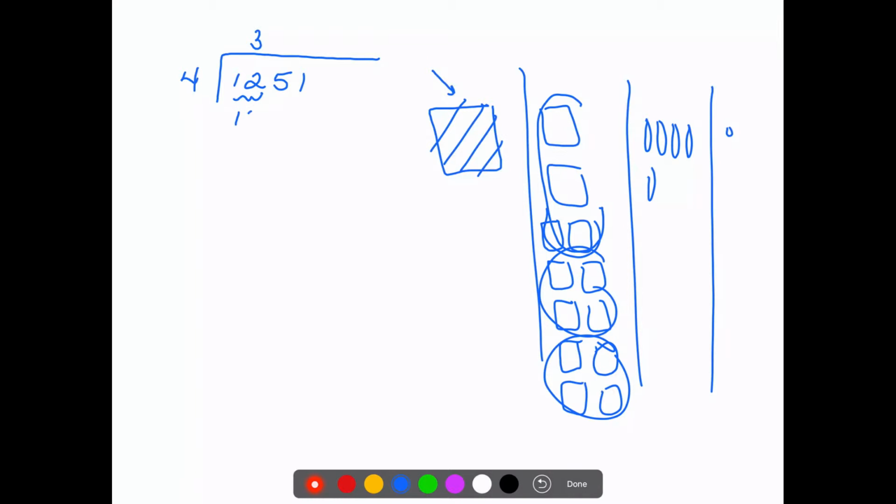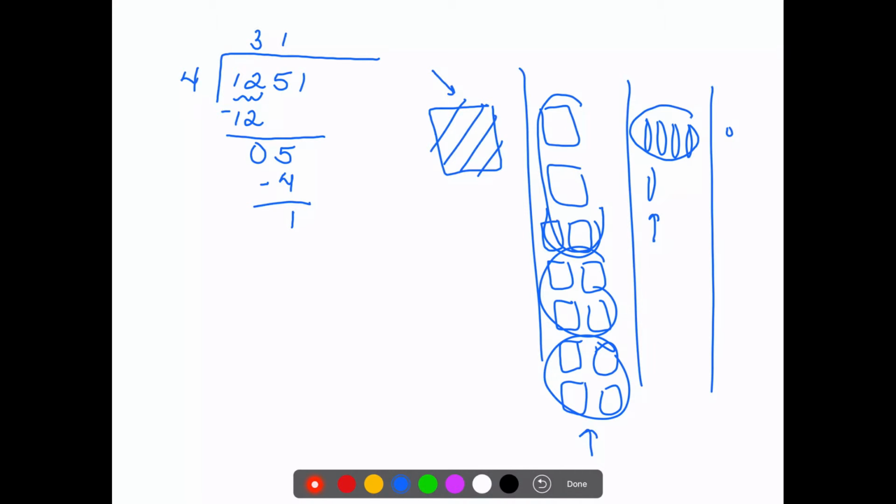4 times 3 is 12, so what we're saying is that would use up 12 blocks, and notice we don't have any left over. So next we would go to our next place value. That's what the bring down the 5 means. We would go to our next place value and ask how many groups of 4 can we make. So here we can make 1 group of 4. 1 times 4 is 4. What that means is we used up 4 blocks, and when we subtract and say we have 1 left over, that means that there was 1 still left in this place value.